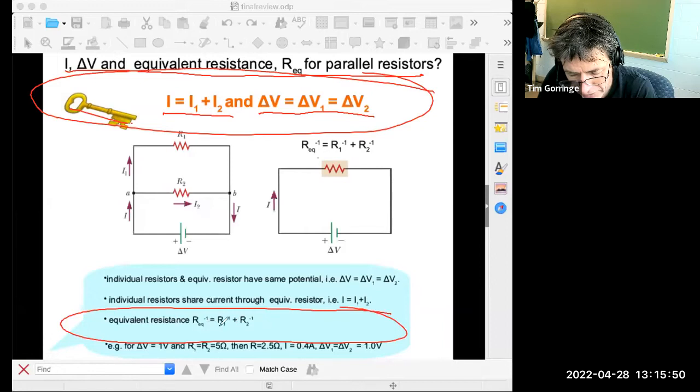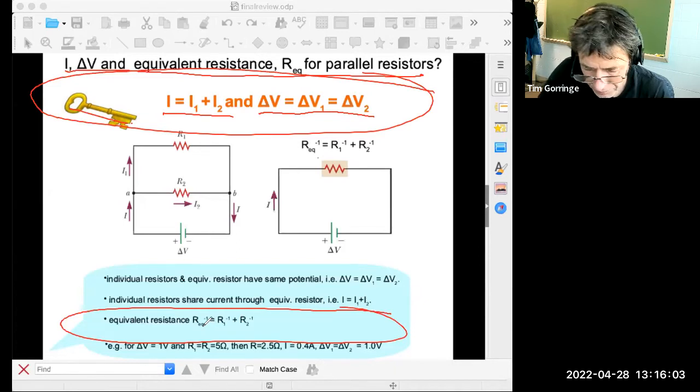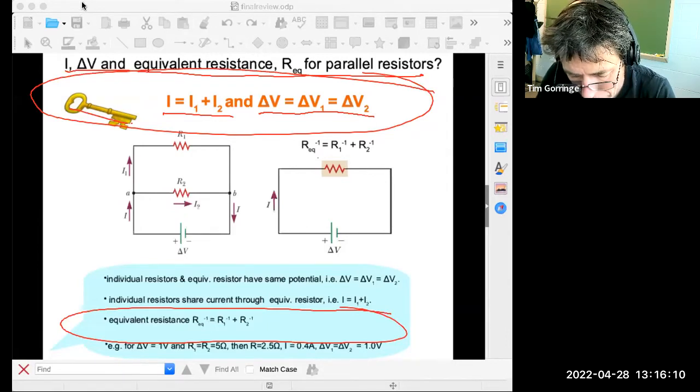Here's the rule for parallel resistors: the inverse, the reciprocal of the equivalent resistor, is the sum of the reciprocals, or the inverses, of the individual resistors, in this case R1 and R2. Okay, so that's how we understand circuits involving resistors in series or parallel.